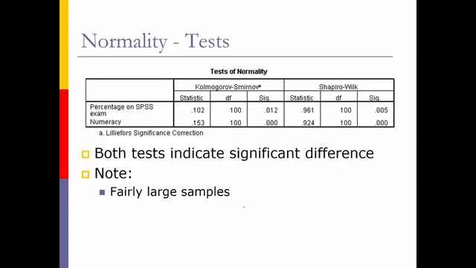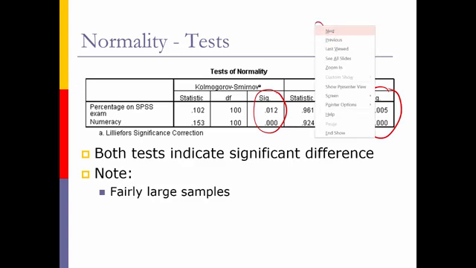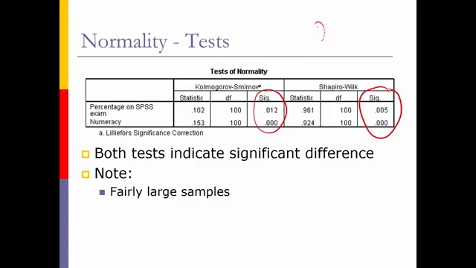All right, so you run a test of normality in SPSS, and here are some results. When you look at the significance column, we're looking at the alpha of 0.05 as our cutoff point, so anything less than that is significant. So both tests say that both the percentage on the SPSS exam and numeracy are significant deviations from normality.